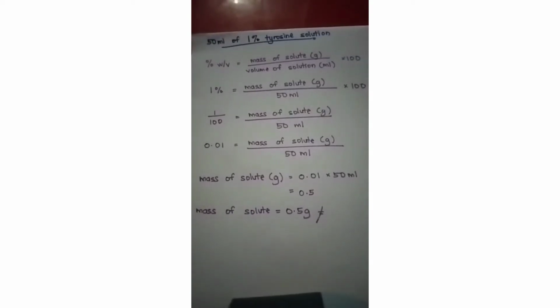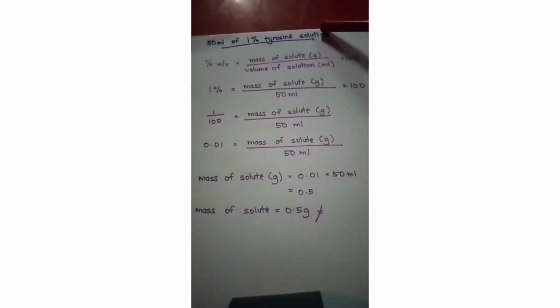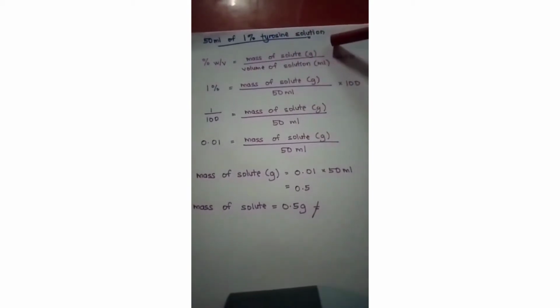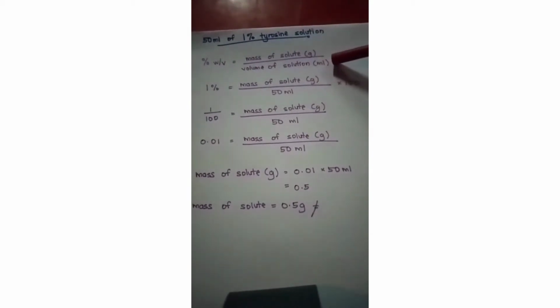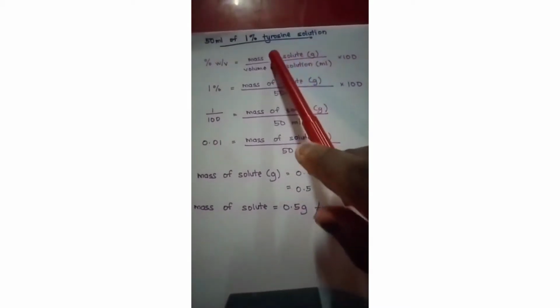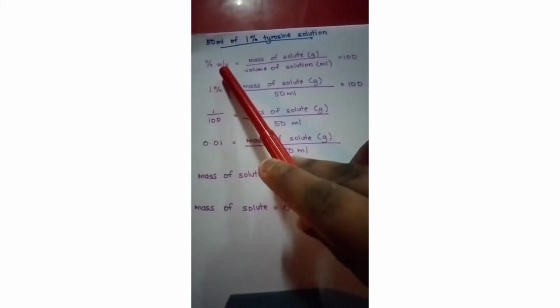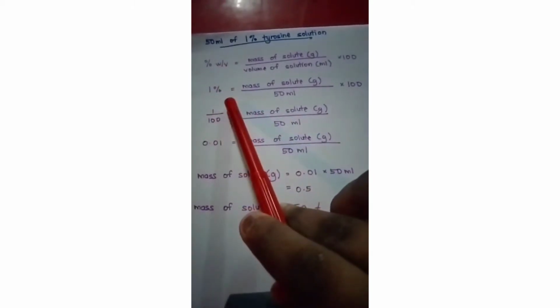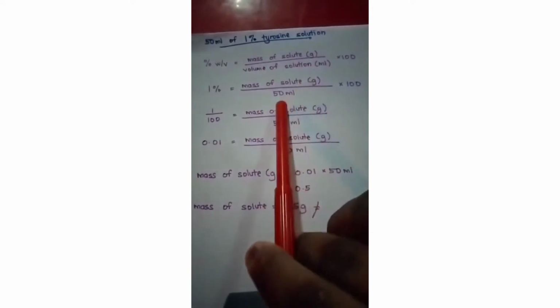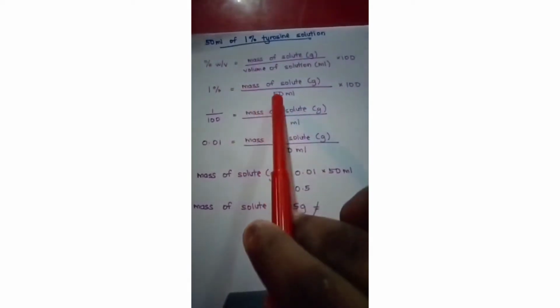Okay, now we are going to see the calculation of 50 ml of 1% tyrosine solution. We all know that the formula of percentage of weight over volume is mass of solute in grams over volume of solution in milliliters times 100. They stated that for 1% tyrosine solution, the percentage of weight over volume is 1%, equal to the mass of solute in grams, which we don't know yet, over 50 ml, times 100.